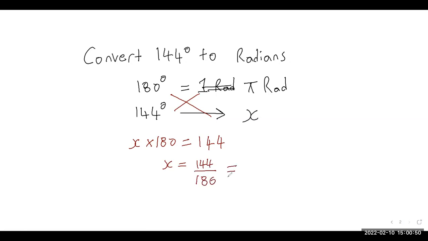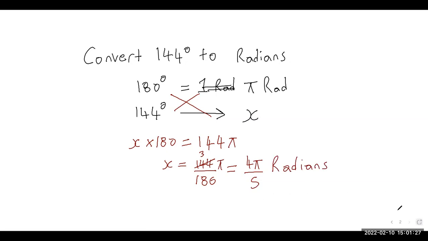And you can simplify 144 over 180. Let me just put that in a calculator. 144 over 180, what's that when you simplify it? It's 4 over 5. All right, this is 144 pi. So it works out to be 4 pi over 5 radians. And that's it.